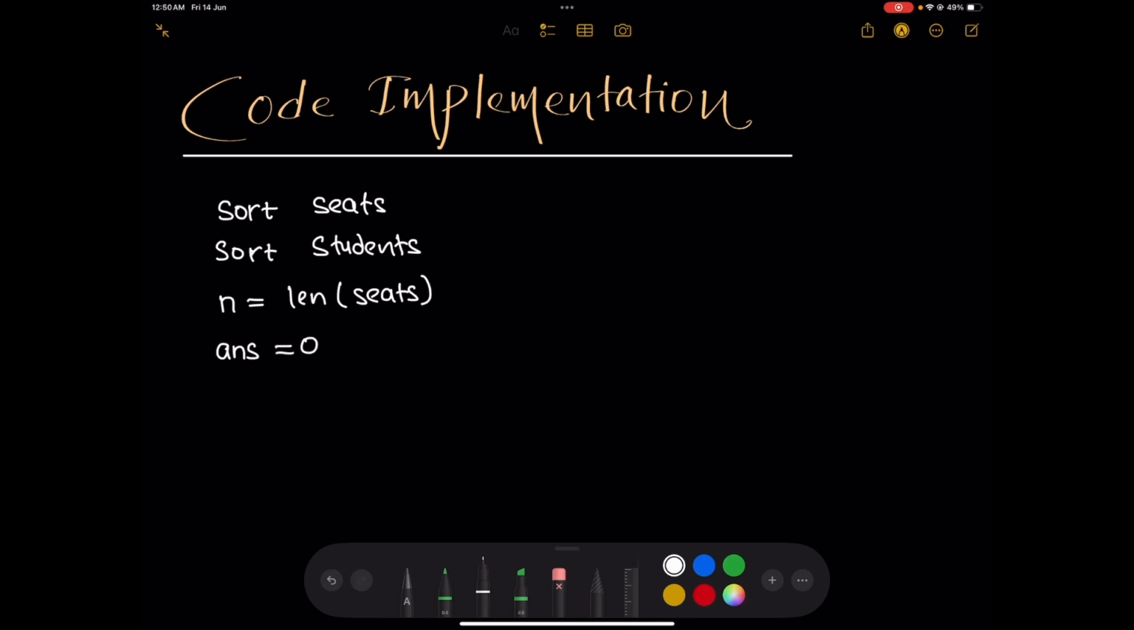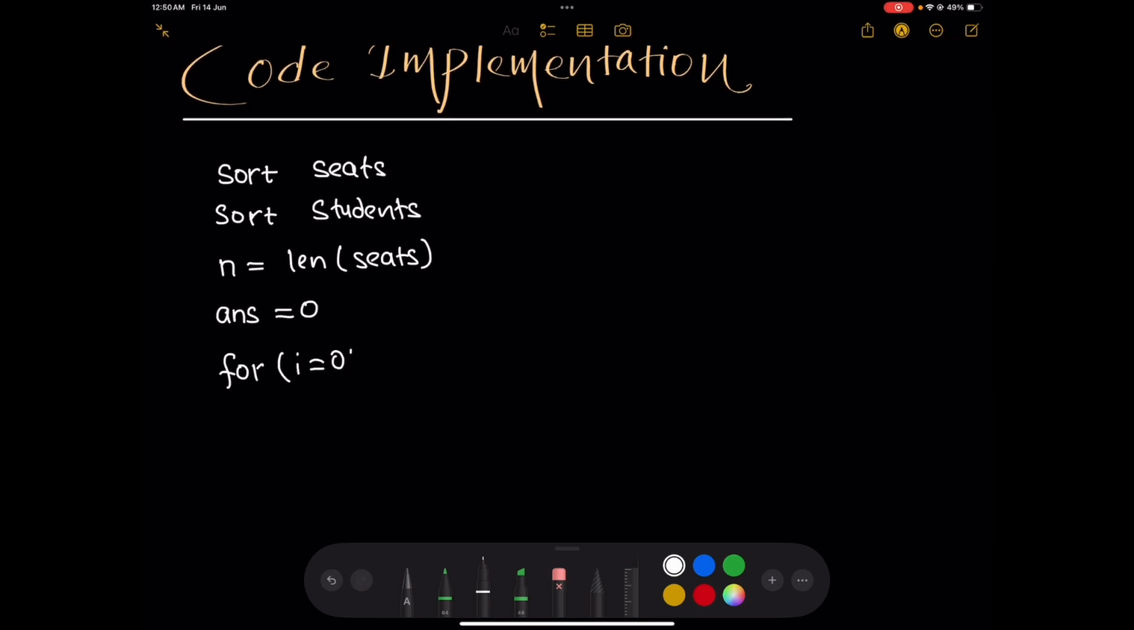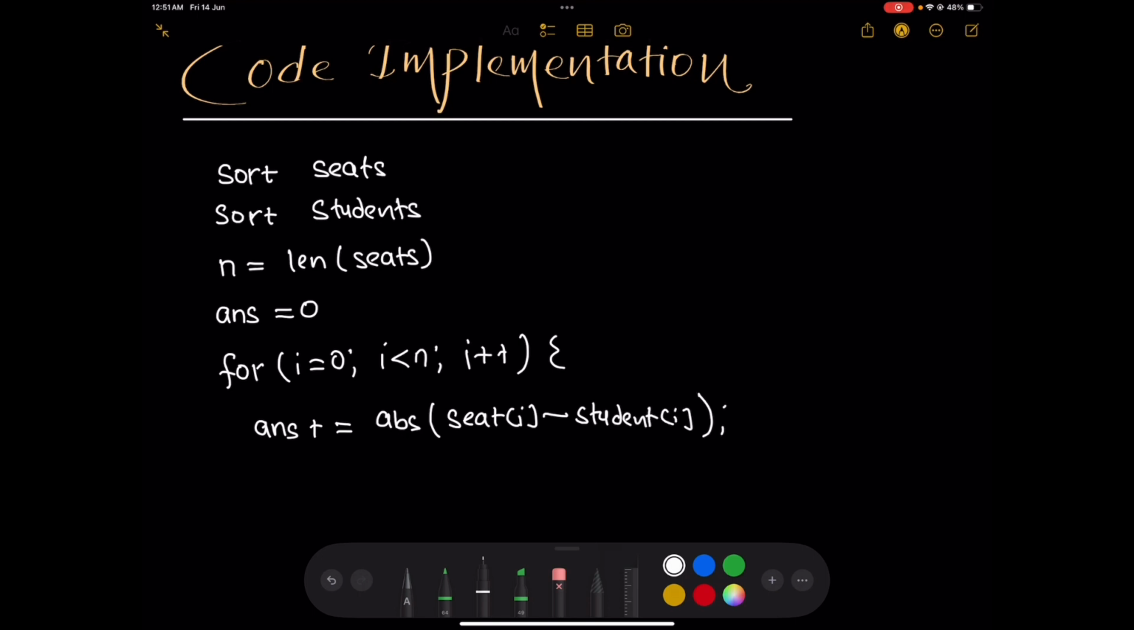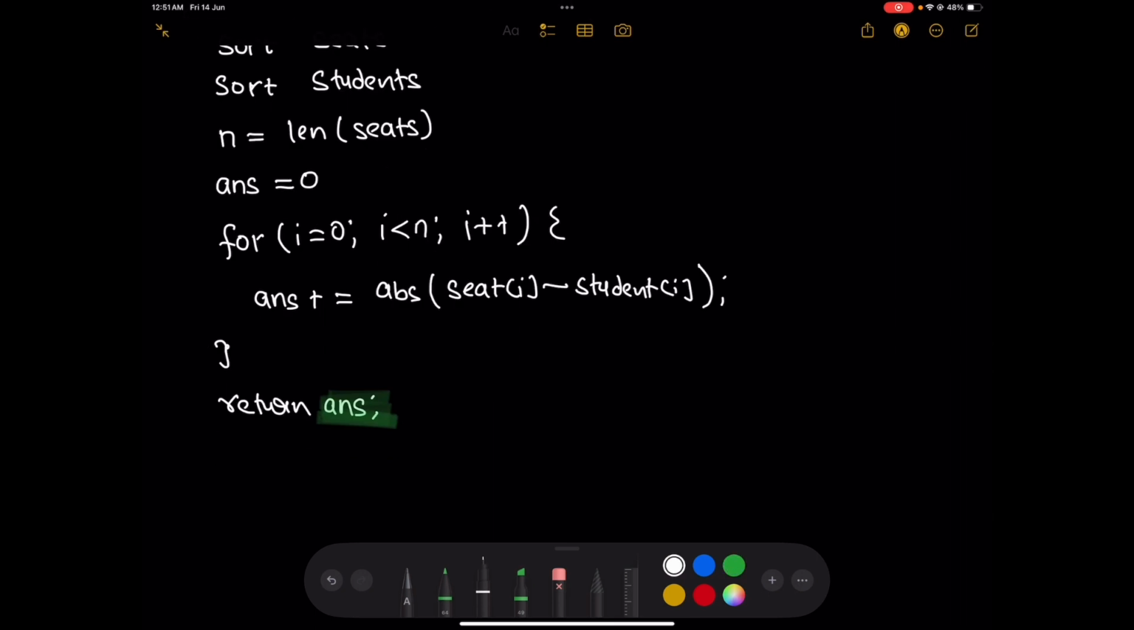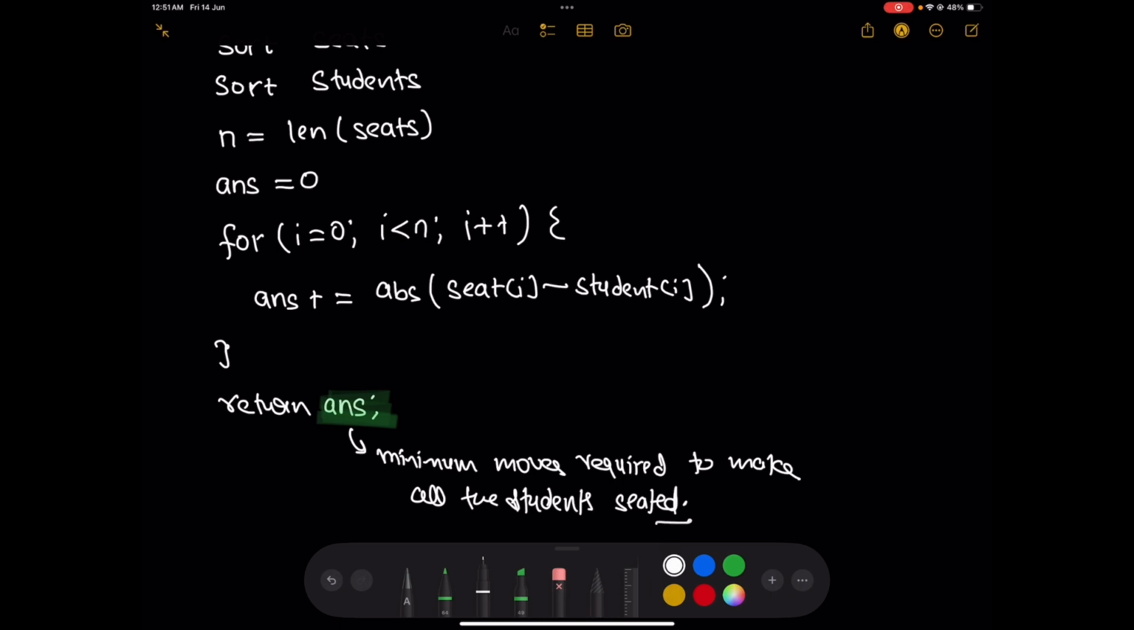Let's make it start with 0, and then we will start looping from the first element till the last element of the array, and for each element we will take the absolute value of the difference between the position of the seat and the position of the student. That's what we are going to do, and we're going to add it up to the answer, and finally we are going to return the answer. This answer will represent the minimum number of moves required to make all the students seated.